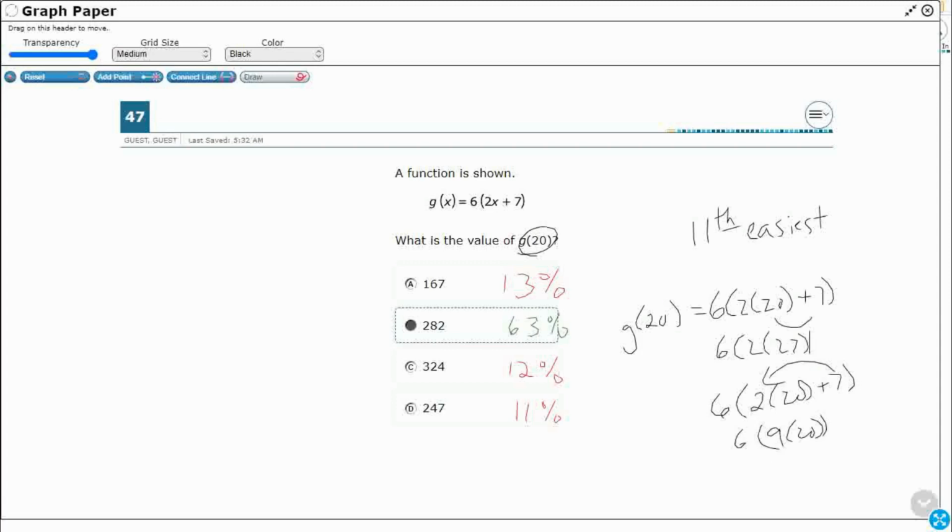So ultimately, we just need to work on solidifying our use of the order of operations and making sure students are used to identifying this g of 20, that's the x, because that might have thrown a few students off.